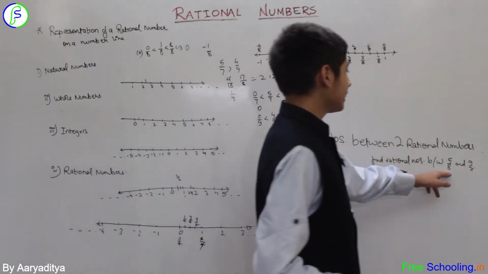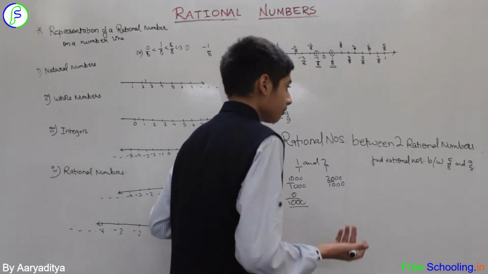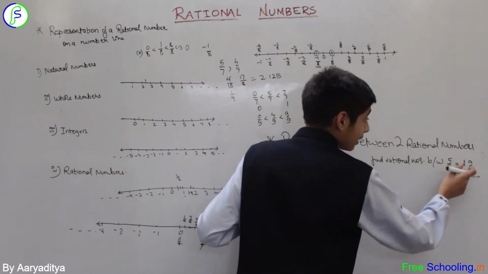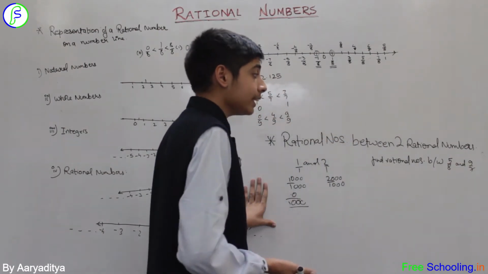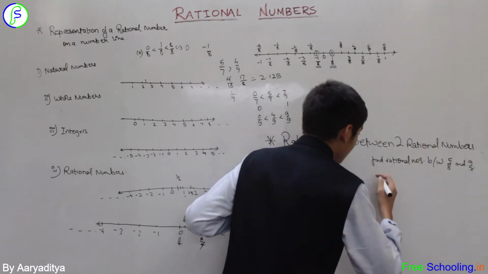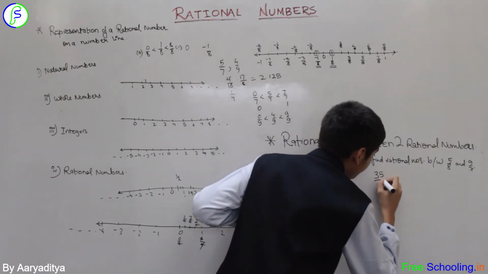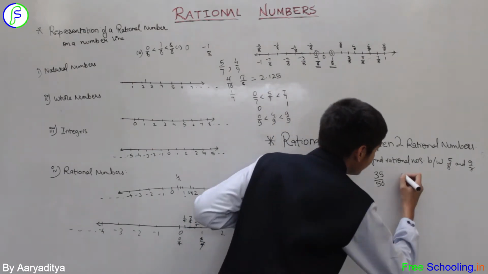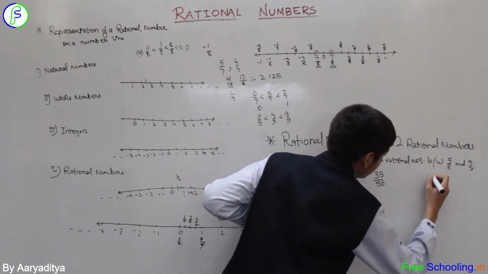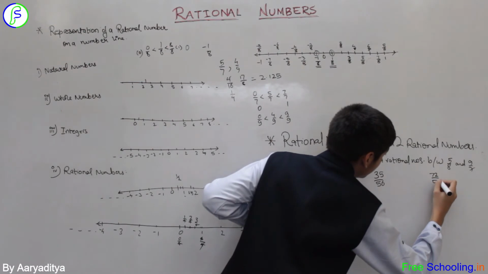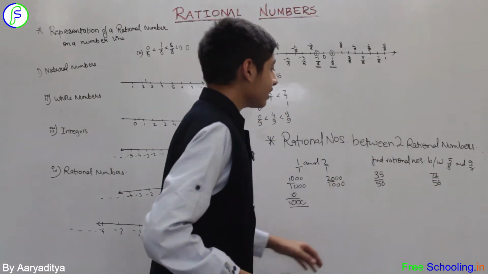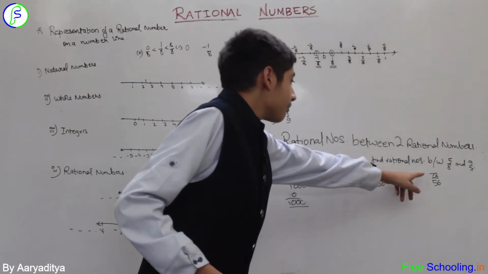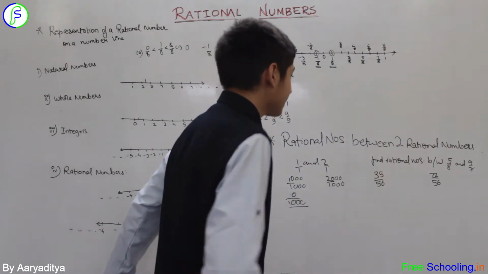First we need to take out the LCM of these both. What's the LCM for these both? It is 56. So we need to multiply 5 by 7. So I got 35 by 56. And then I need to multiply 8 with 9. So I got 72 by 56. So as you can see, I can write any number between 35 and 72 with the denominator 56.